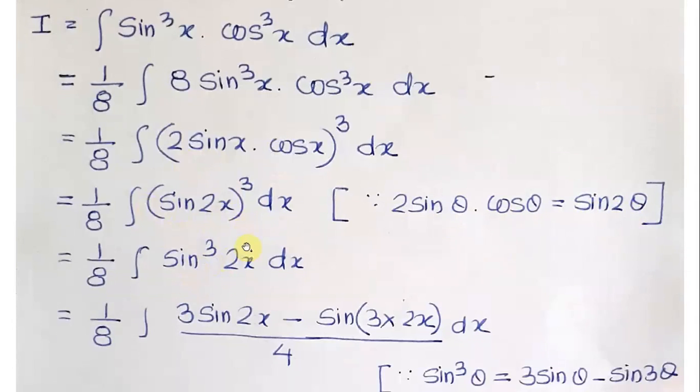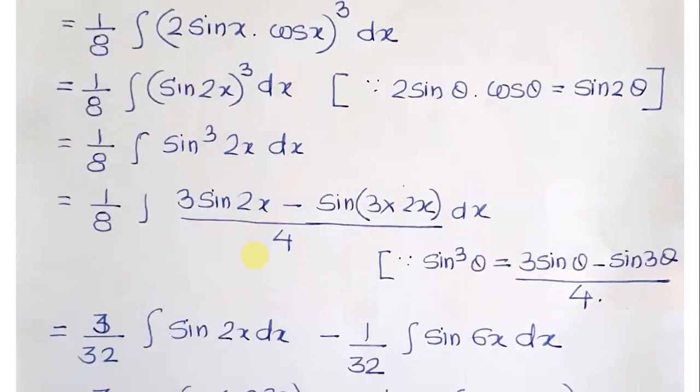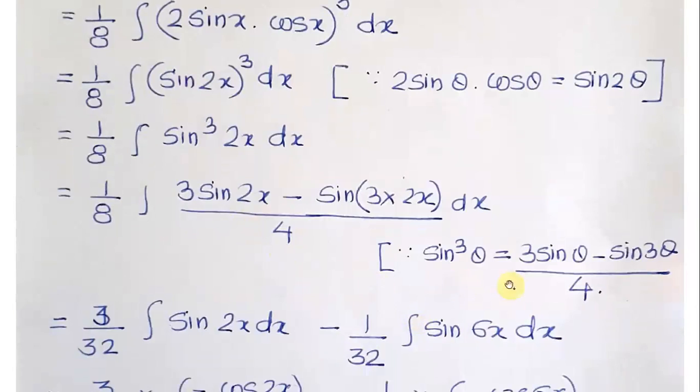Now further I have applied the formula for sin cube theta. See, the sin cube theta formula is written in front of you. Only in place of theta I am putting the value 2x. So 3 sin 2x minus sin 3 into 2x. Now simplified, this 4 will multiply to 8, and the 3 also multiplies, giving 1 upon 32.